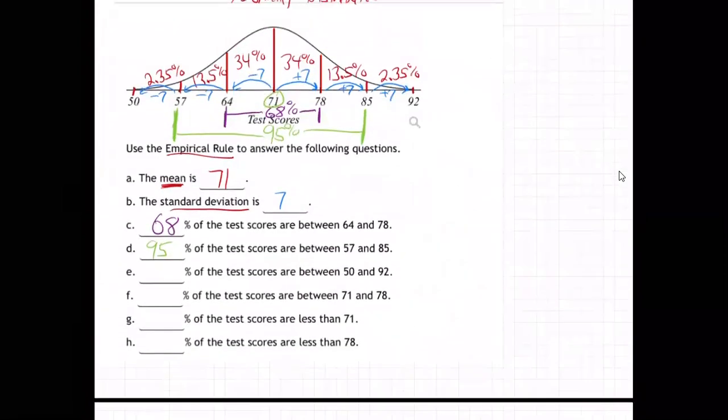So I'll put that down with a different color. I'm running out of colors here. So I'll go, all right, so from this one to this one, that's going to be 99.7%. There we go. 99.7. Almost everybody, in other words, almost 100%, 99.7% of all the test scores were between 50 and 90.